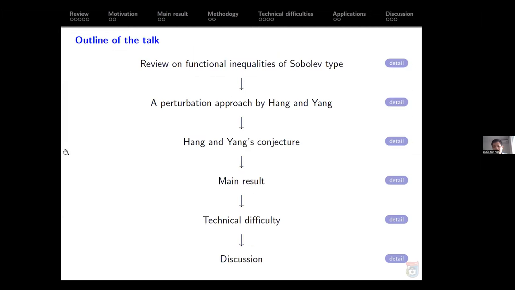The main content of the talk is a question asked by Paul Yang and Fengwu Han. In order to understand this conjecture, I will review something on the Sobolev type inequalities and the idea to give a proof of the inequality leading to the conjecture. And then I will talk about our contribution. Then I will discuss the technical difficulties when we try to solve the conjecture. So that's the outline of the talk.